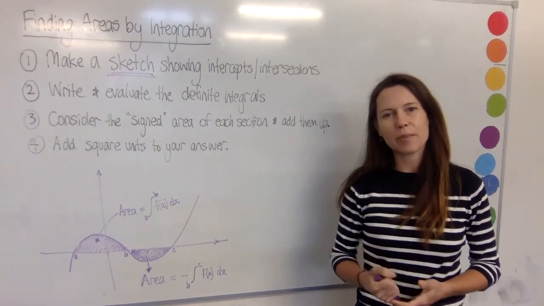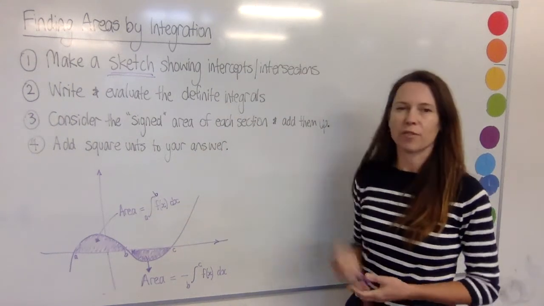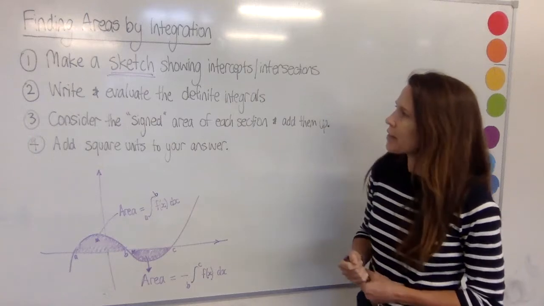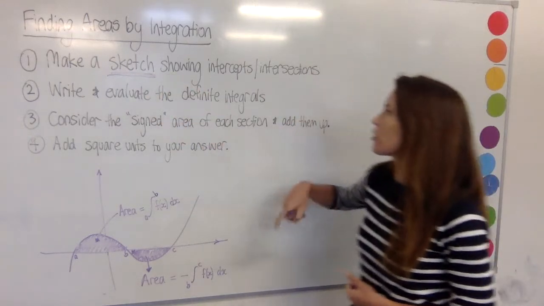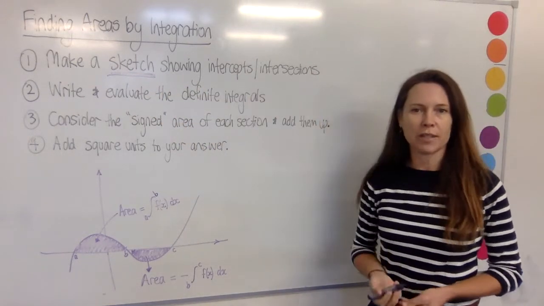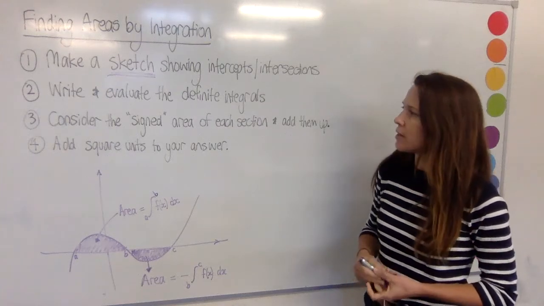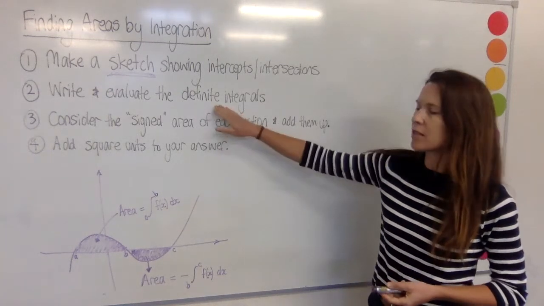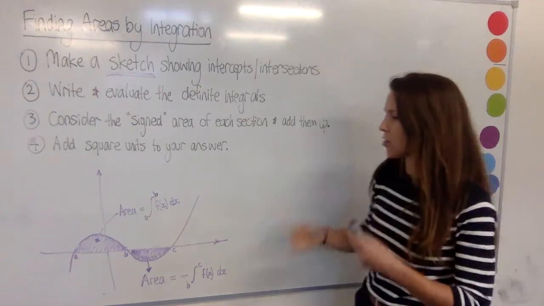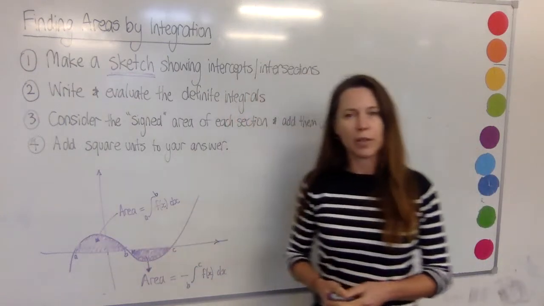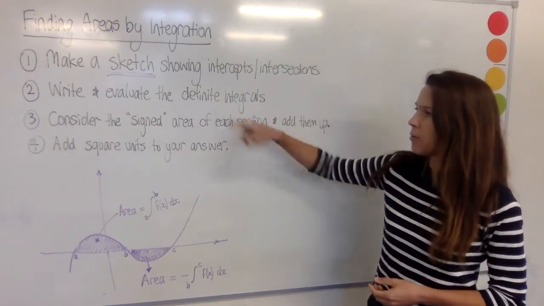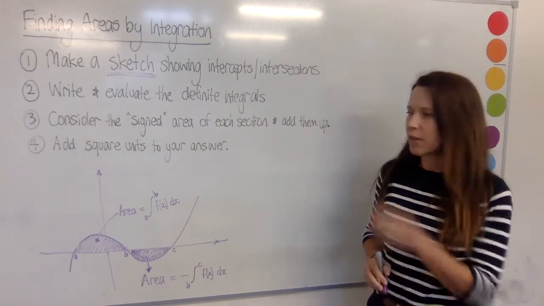When you're finding areas by integration, it makes sense to follow these steps. Always start with a sketch and make sure that your sketch shows any important intercepts or intersections. Second thing to do is to basically split up your function into the sections that are above or below the axis involved. That way you're going to have a few separate definite integrals.